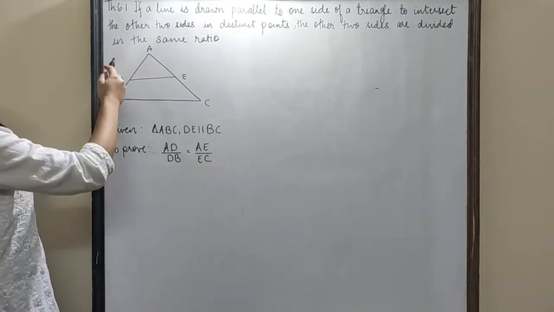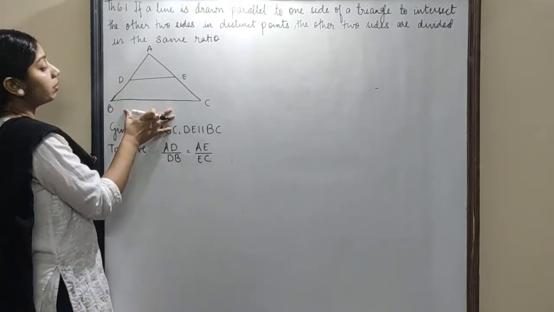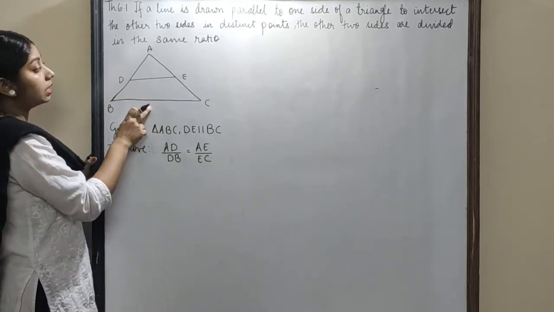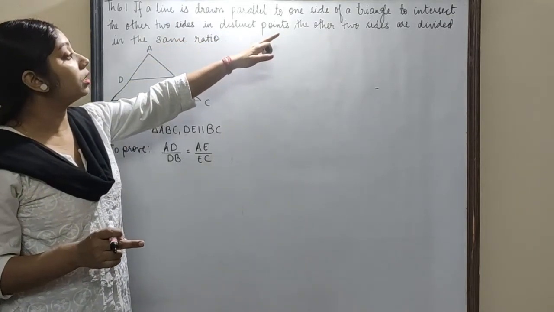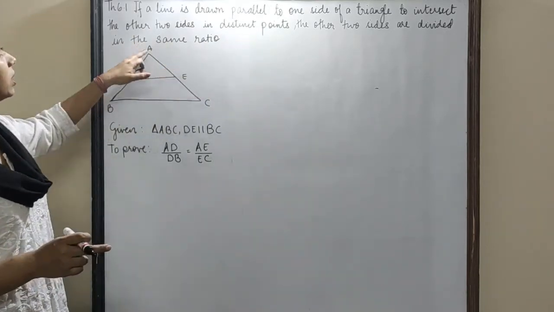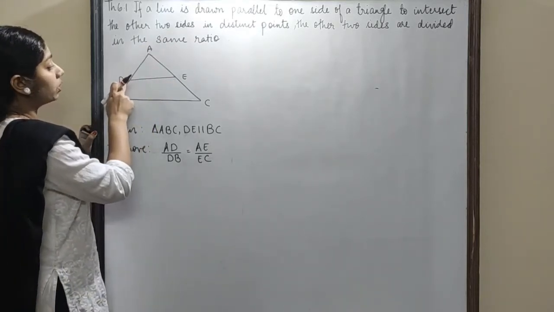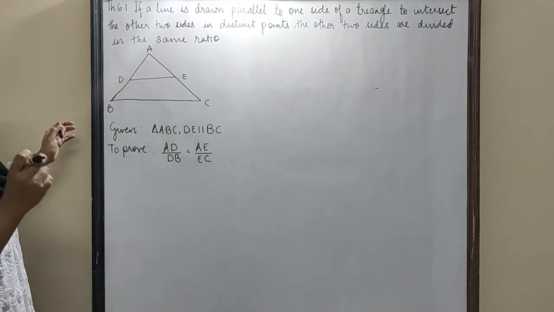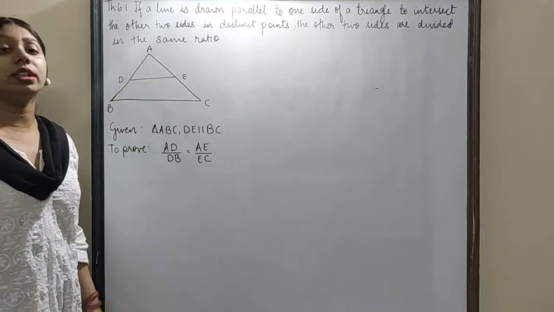That means if a line is drawn parallel to one side of a triangle, if I am taking triangle ABC, if I am taking the side BC, if a particular line is drawn parallel to this line, then what happens? It intersects the other two sides in distinct points. The other two sides are divided in the same ratio. That means this line is going to divide AB at point D, and it is going to divide AC at point E. And the ratio will always be the same. That means AD upon DB will be equal to AE upon EC.